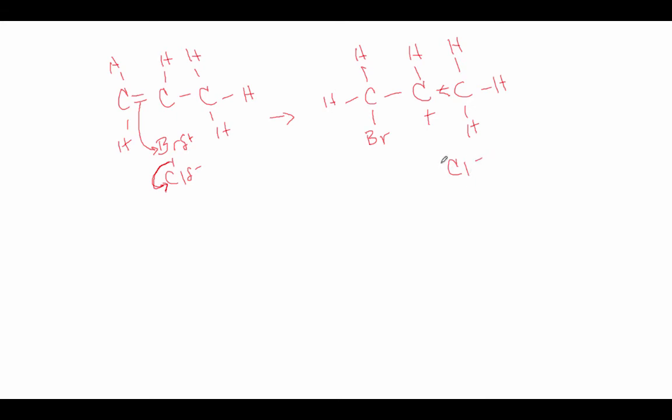Then I have my chloride ion, that unshared electron pair going to the chlorine, making my final major product. That. Okay. So you do need to show the mechanism for the addition reactions for alkenes.